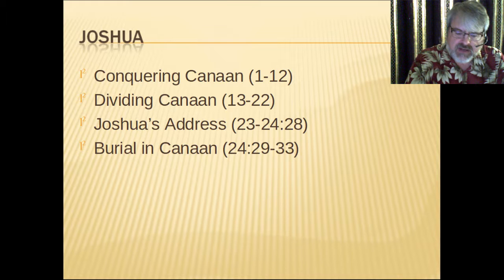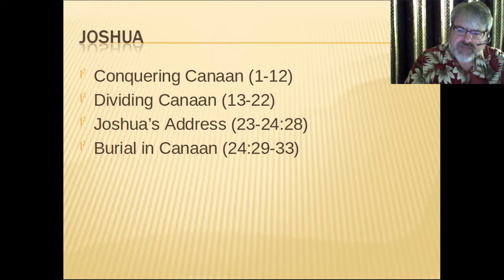He goes about setting up landmarks and territories for the 12 tribes, or the 9.5 tribes. There's 2.5 that stayed across the Jordan here in chapters 13 to 22. And then chapters 23 to 24 are Joshua's final address. This is where the "As for me and my house, we will serve the Lord" speech comes from. And last is his burial in Canaan.